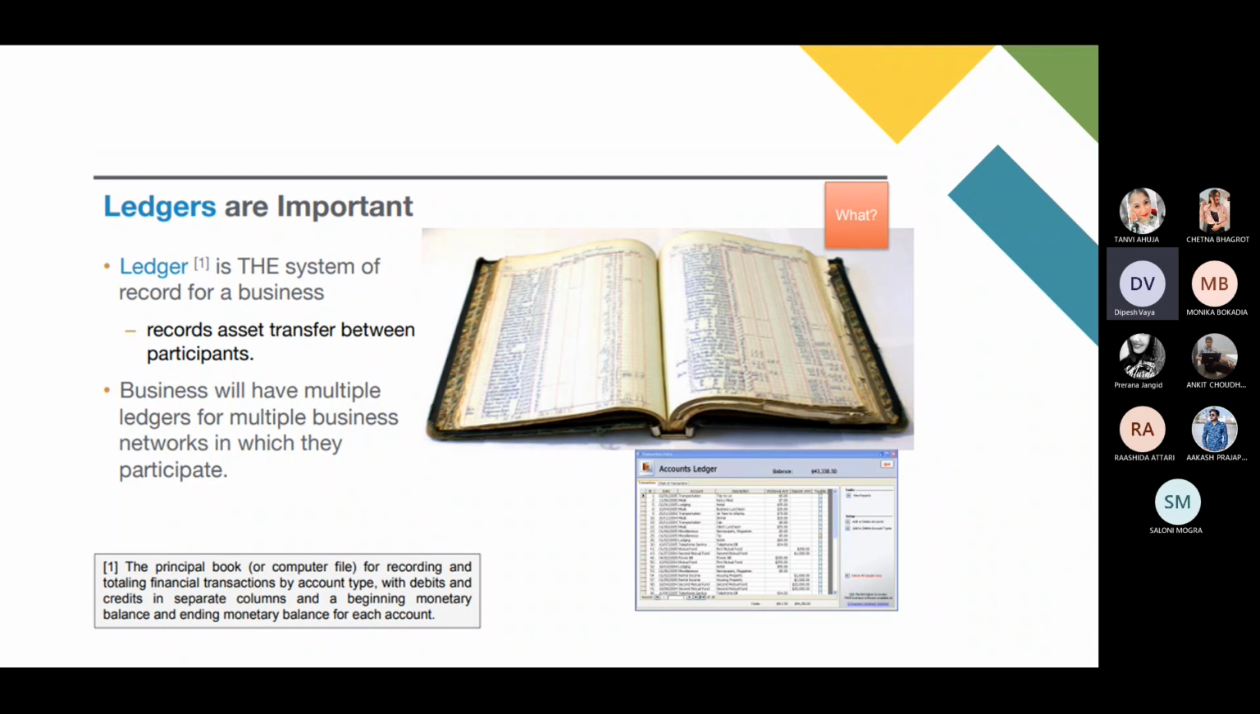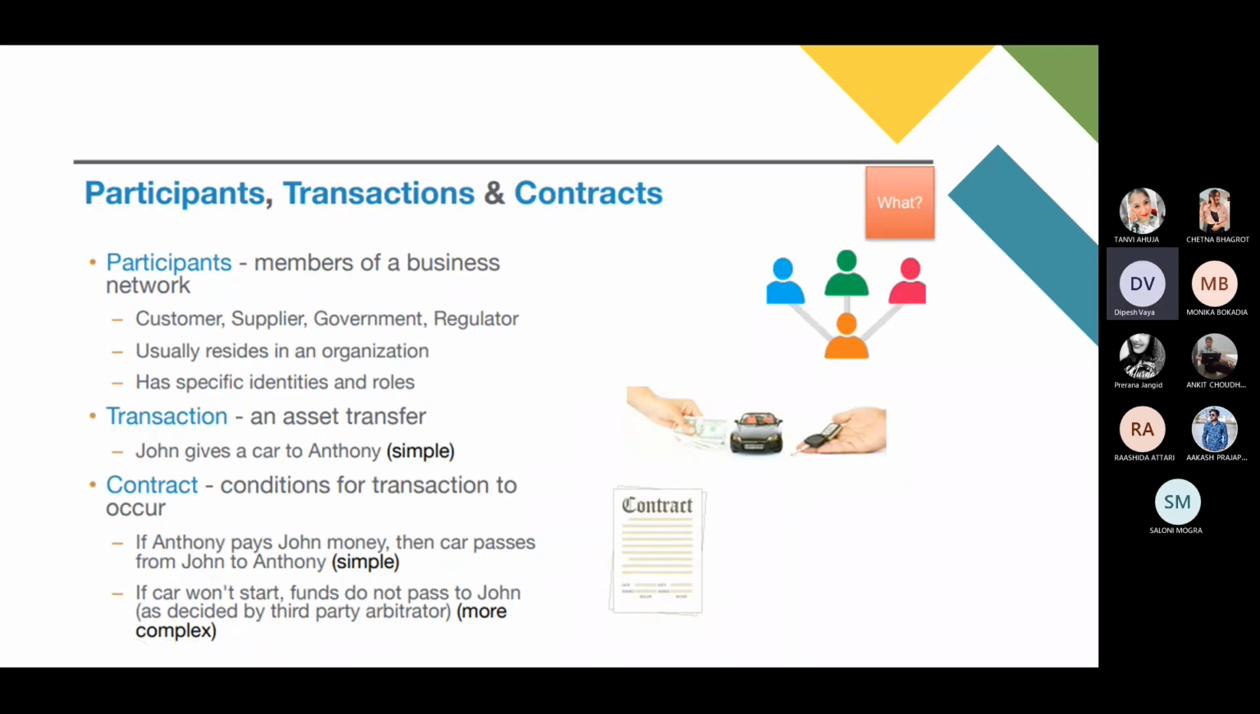So it is a principal book for recording and totaling financial transactions by account type, with debits and credits in separate columns, and a beginning monetary balance and ending monetary balance for each account. We maintain all these things in the bahi khata or ledger, as we used to say. Correct? Yes, sir.